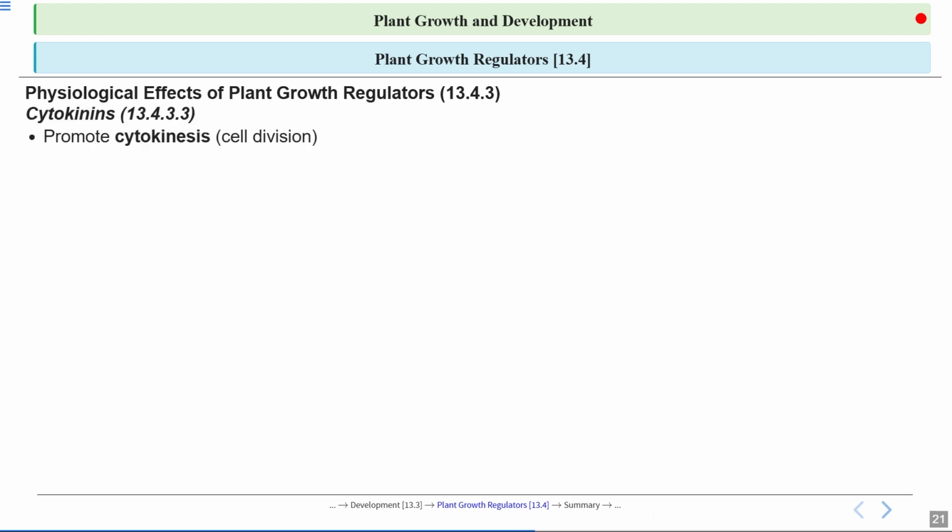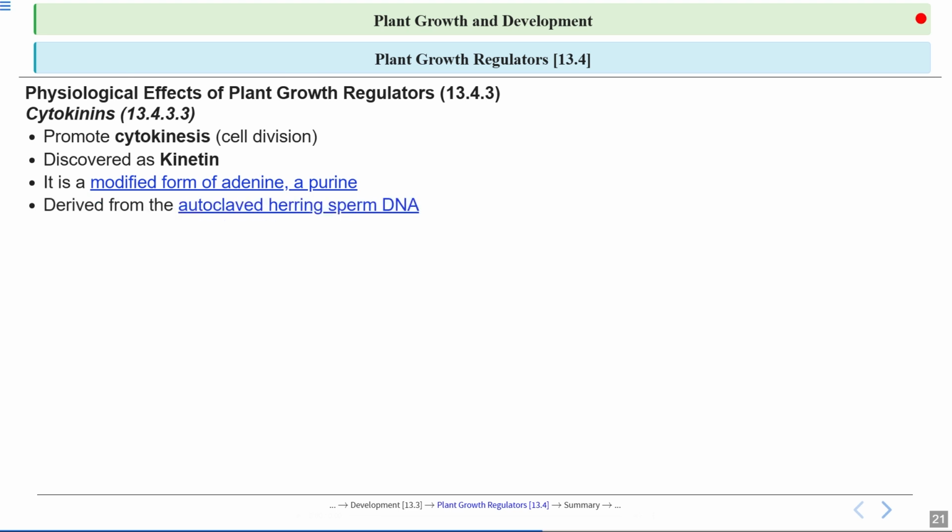So it promotes cytokinesis, meaning cell division. Discovered as kinetin, it is modified from adenine, a purine. Adenine is an example of a purine nitrogenous base, right? So the first time it was discovered as kinetin, and it is also derived from herring sperm DNA. When the herring sperm DNA was autoclaved, this hormone was derived.